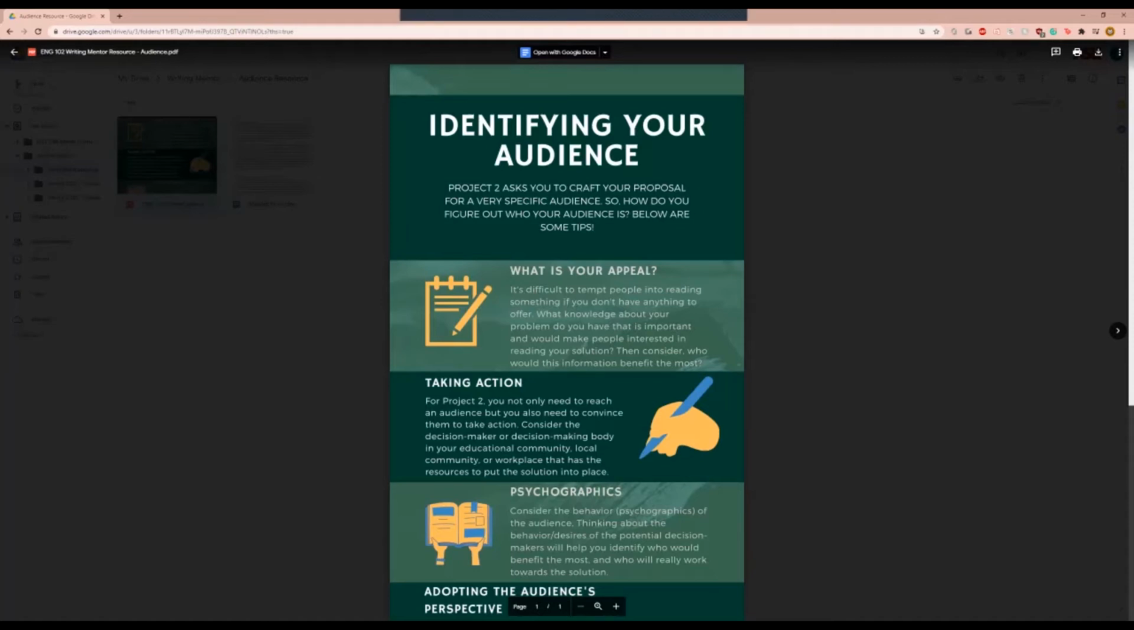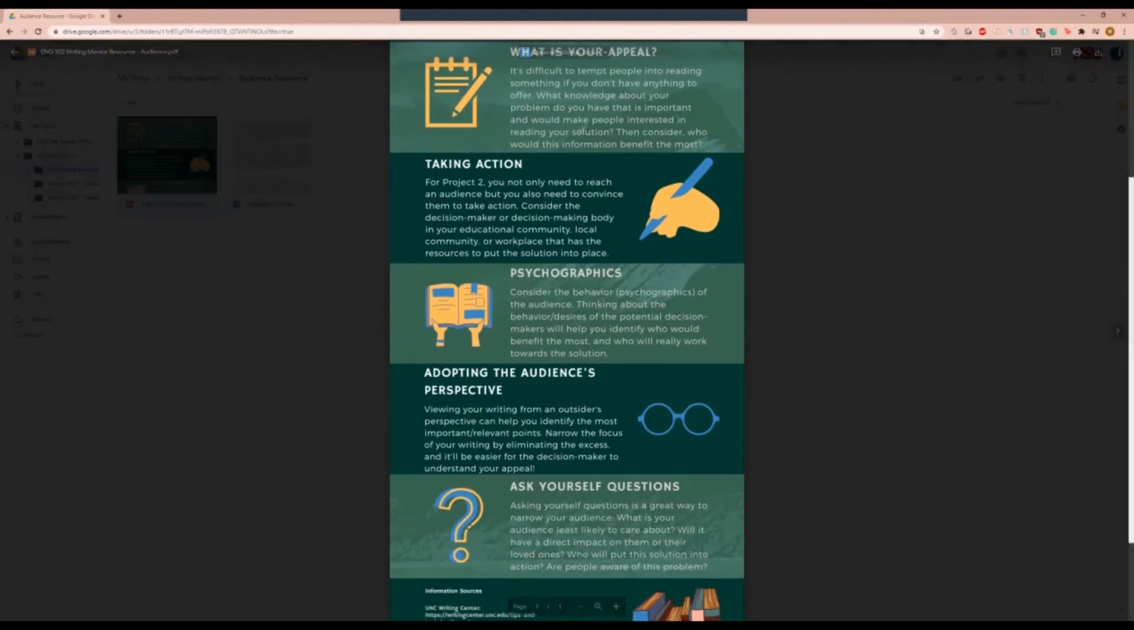Moving on to number 3 here, the psychographics of the audience. So considering the psychographics or the behavior of your audience is another useful tool that you can use. As you're trying to narrow your focus to a specific audience, a relevant thing to consider is the behavior and desires of who you want to read your proposal.